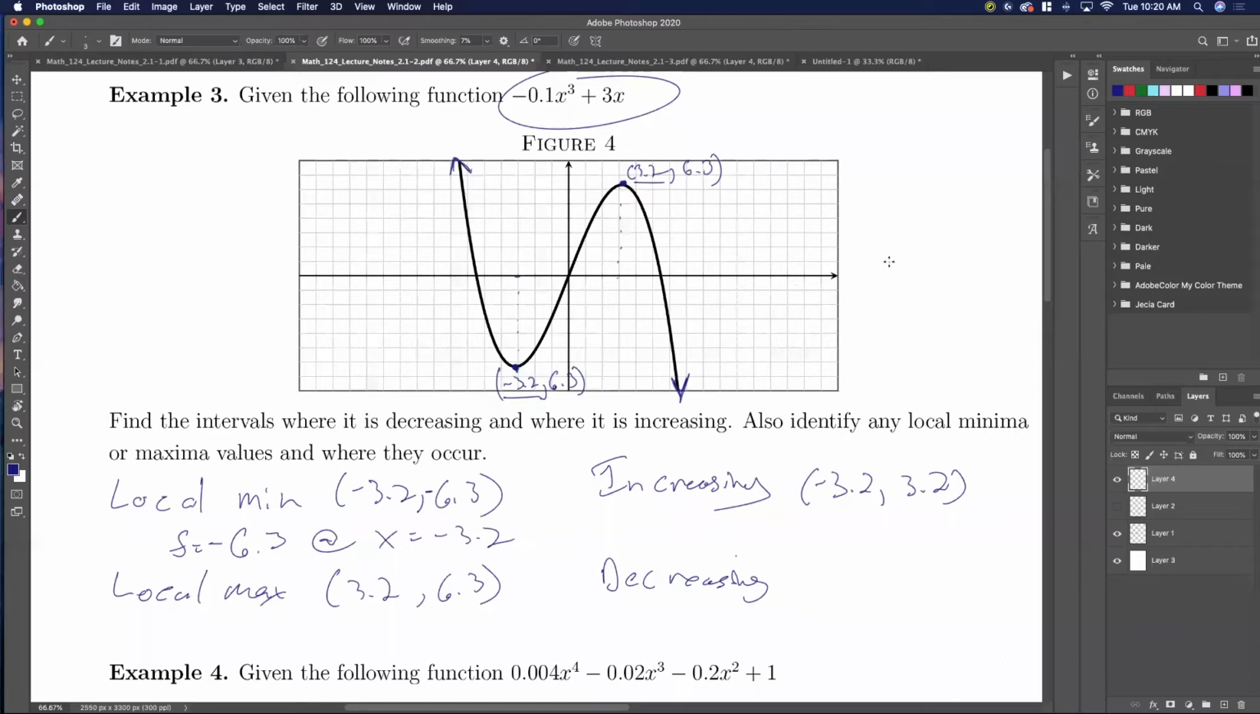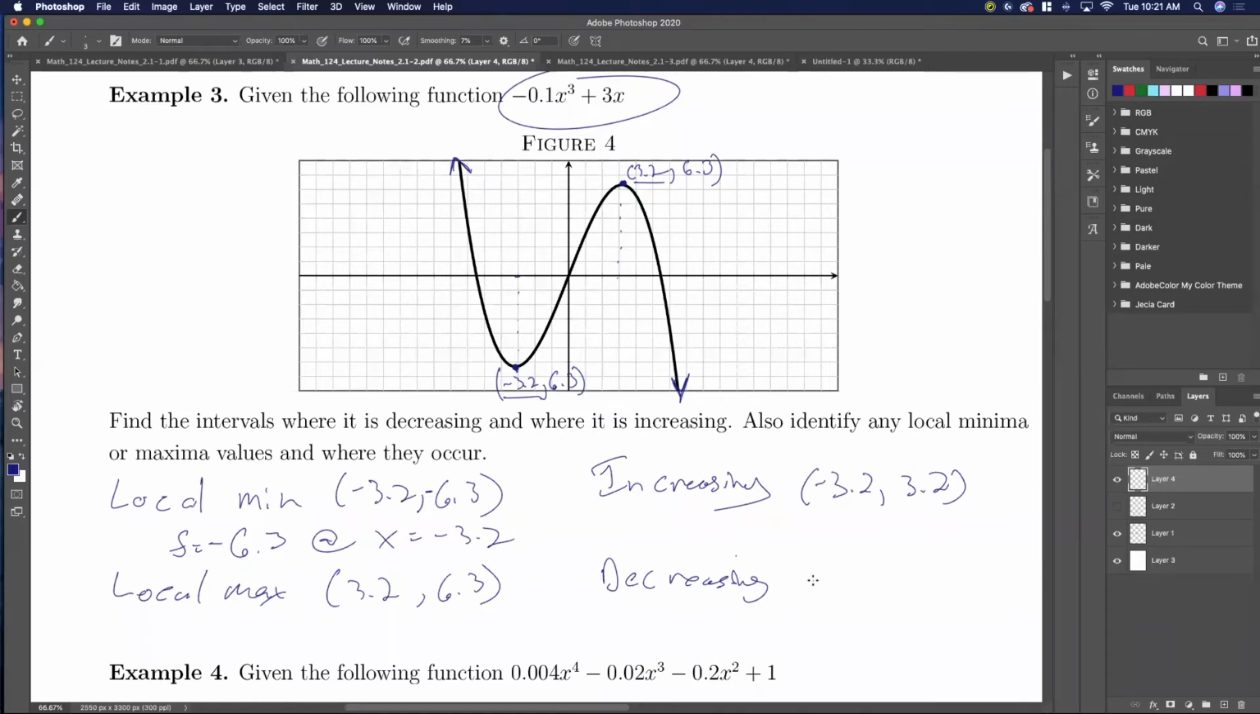Another way of doing this is that between a local min and a local max, the function will be increasing between these two. So here's the min point, here's the max point, it's always increasing between these two. If not, you should have had either another min or max or it's constant for a while.